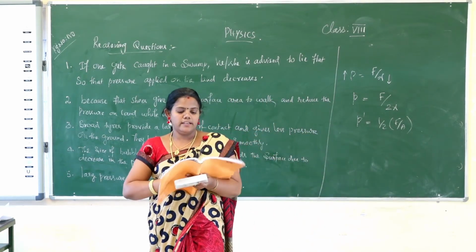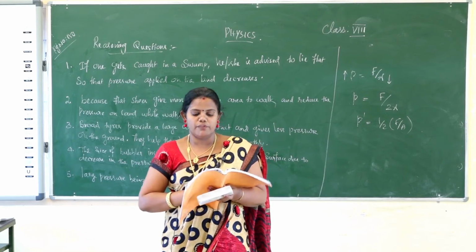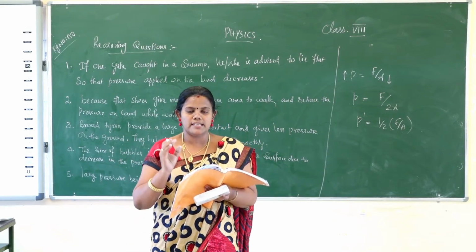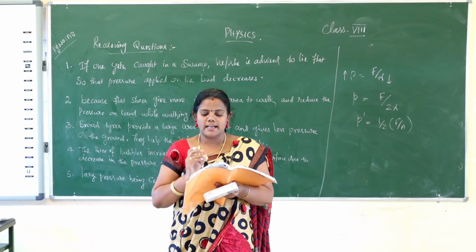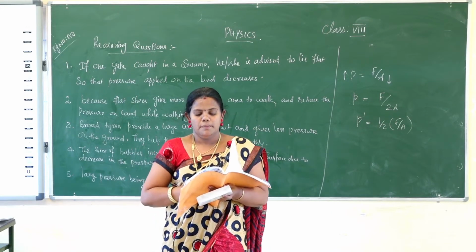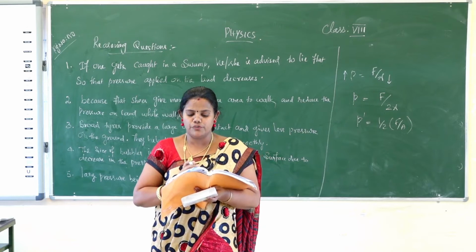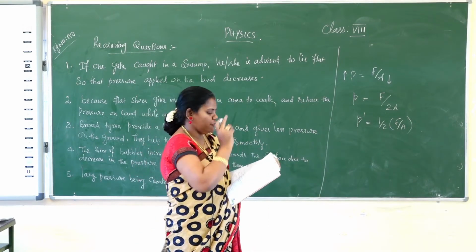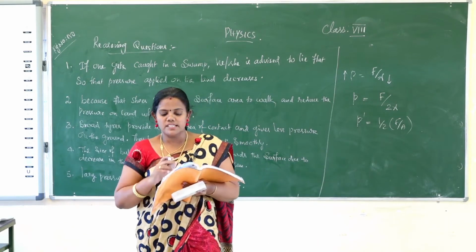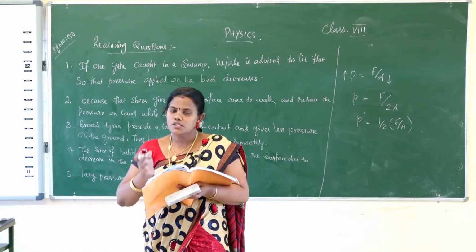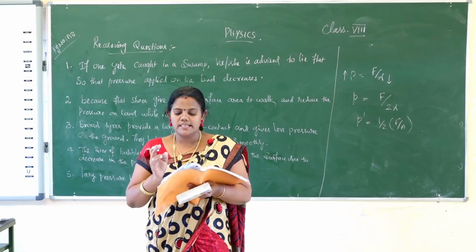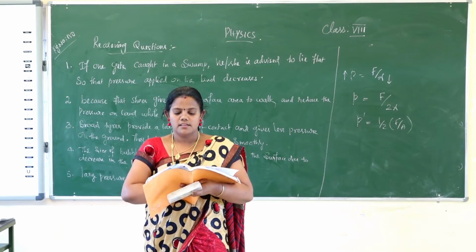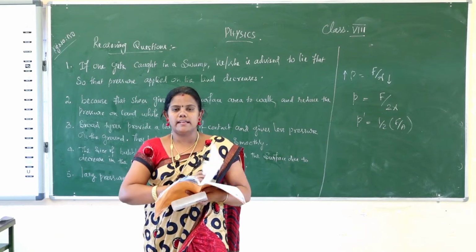Okay, then next question: which of the following statements is correct about pressure? Pressure is directly proportional to force. Is it correct? Directly proportional to force is correct. Pressure is inversely proportional to area of contact is also correct. Pressure is inversely proportional to force is wrong. So the first and second are correct and the third one is wrong.